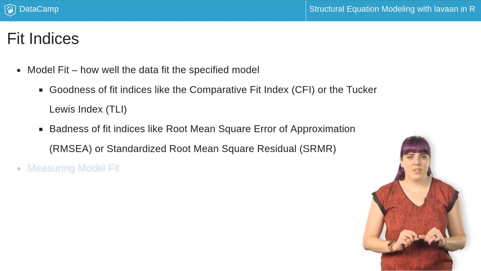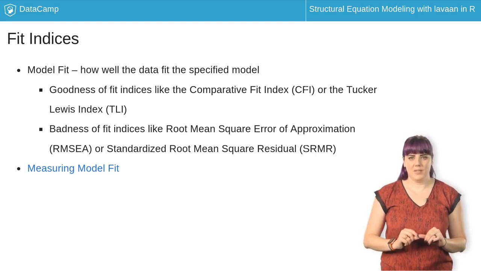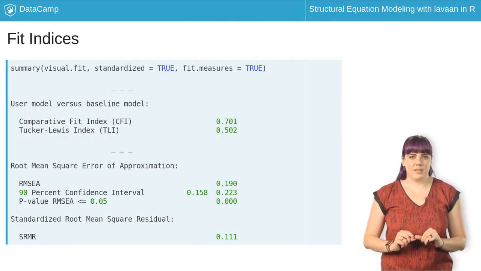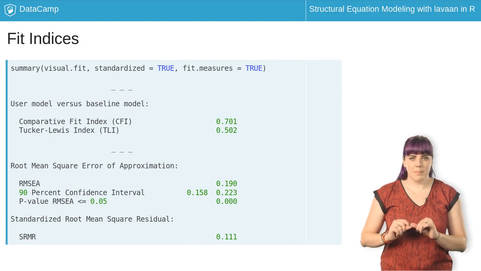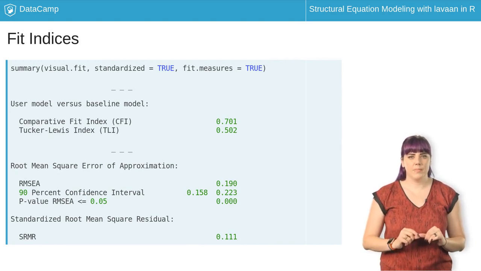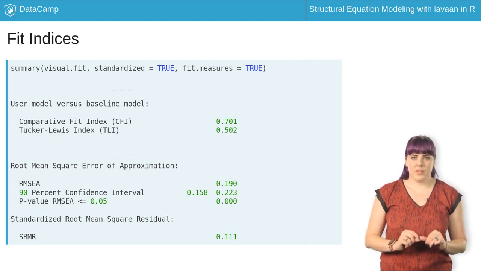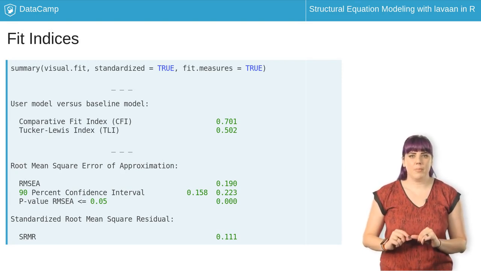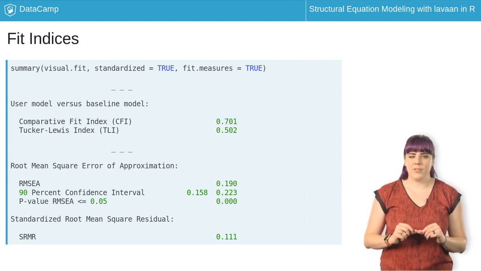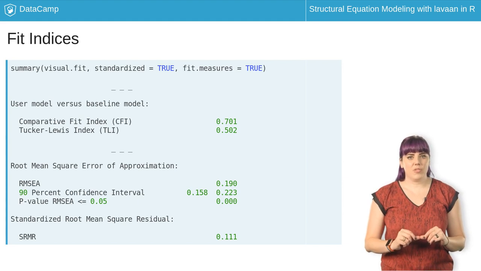For more information on goodness and badness of fit measures, check out David A. Kenny's website on measuring model fit. To see the most common fit indices, use fit.measures equals true in the summary function. These values will appear after our overall model summary and before the loadings output. You will see more output when running this in RStudio, but the relevant sections are shown here.